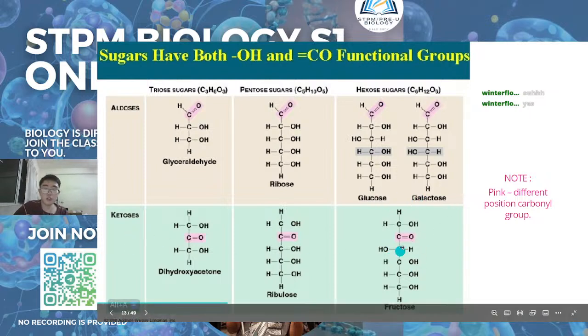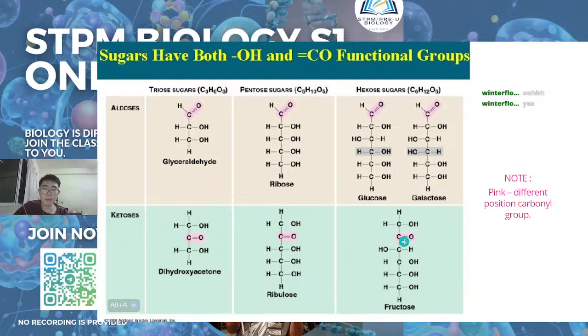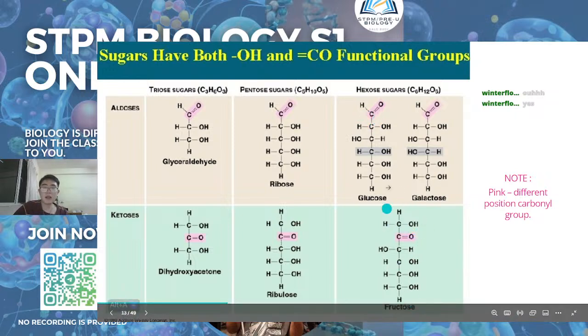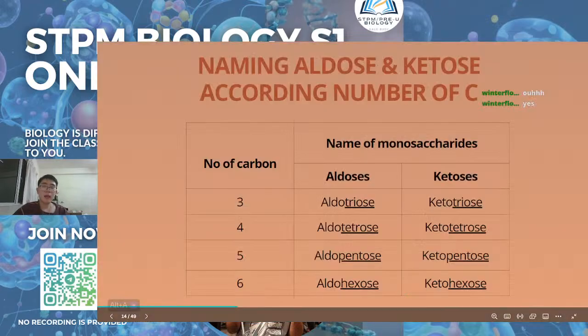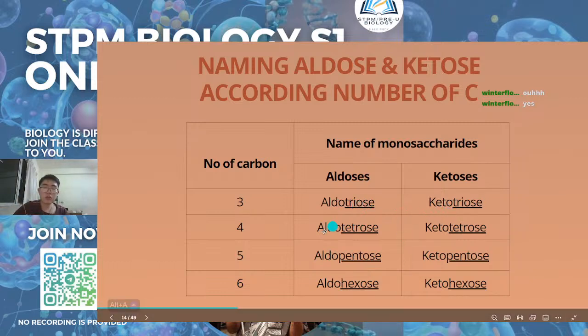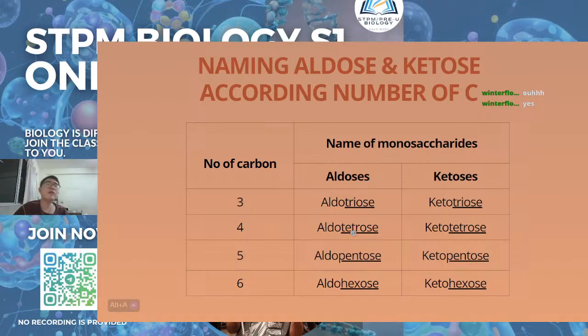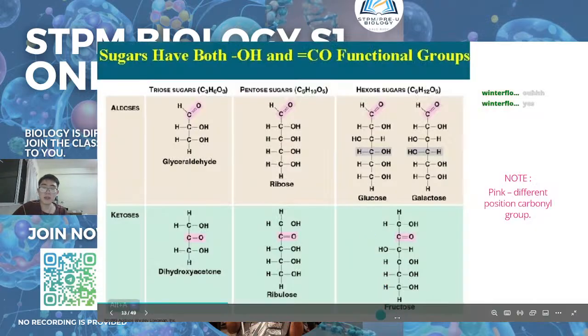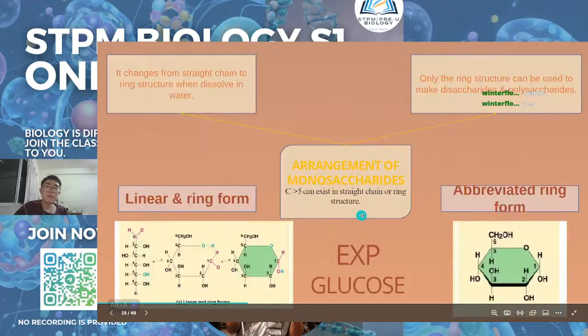For fructose, it is also a hexose sugar with 6 carbons, but the carbonyl group is at carbon number 2, in the middle, not at the end. That is why we call it a ketone sugar, ketone group, and the general name is fructose. Just naming, either aldotriose or ketotriose, is just a general name only. The common names are fructose, glucose, galactose, ribose, ribulose, like that.